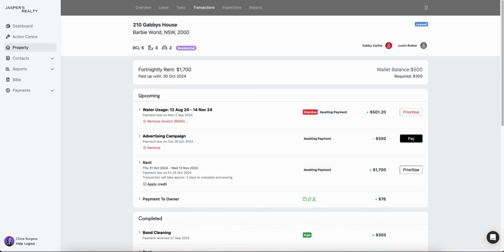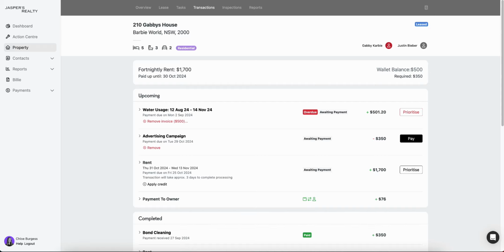Today we're going to be running through how to prioritize any tenant's bill and rent payments. We're also going to be running through how to do so on a past or expired tenancy. And then we're also going to run through how you can prioritize any owner bill payments if there's available funds in their property wallet.